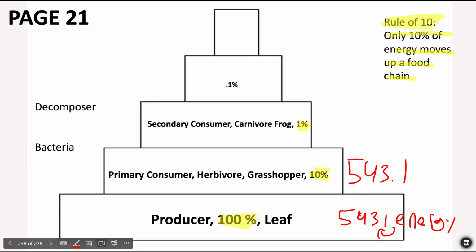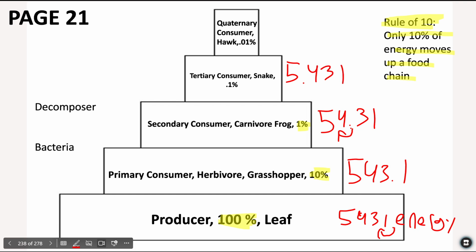For the frogs, how much energy did they get? Again, we moved the decimal point over. 54.31 now. Next level, the tertiaries. These are carnivores still, like a snake. They get 0.1%. So we're going to move that decimal point over again, one more spot to the left. Now it's going to be 5.431. And that leaves our quaternary consumers, like the apex predators. So they will get 0.5431 units of energy.